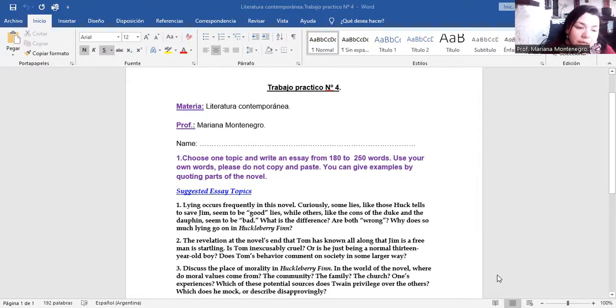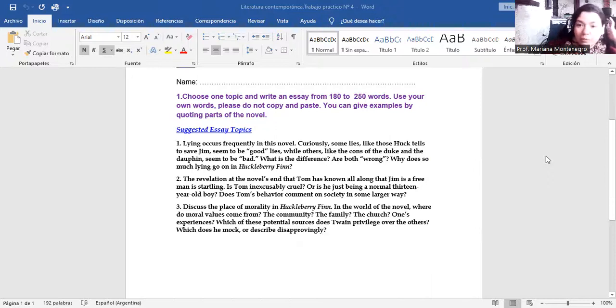And the last topic is to discuss the place of morality in Huckleberry Finn, in the world of the novel. Where do moral values come from? The community, the family, the church, one's experiences. Which of these potential sources does Twain privilege over the others? Which does he mock or describe disapprovingly? So, well, you must choose.